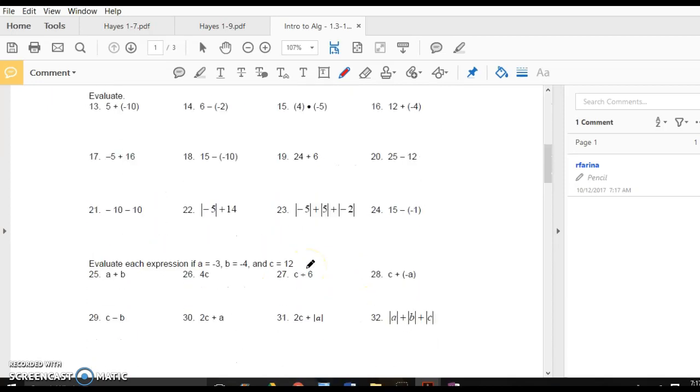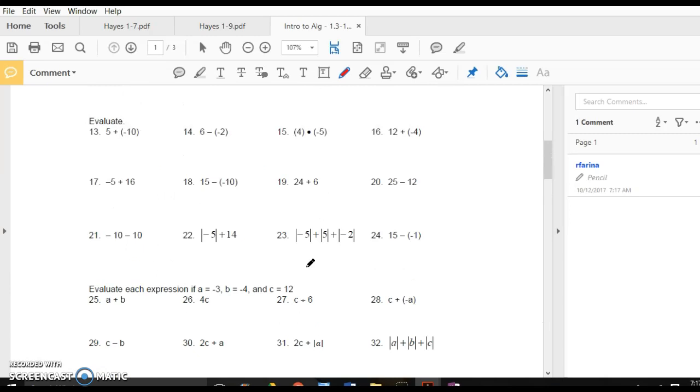Then down below, all the other ones with absolute value is where you struggled. Real quick, number 21, -10 -10. You have to notice these have the same sign. That would be -20. You had 0. Now, number 22, you have to take the absolute value of -5. What is the absolute value of -5? 5. 5 plus 14 is going to give you 19.